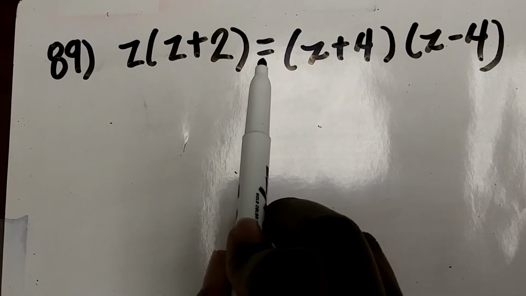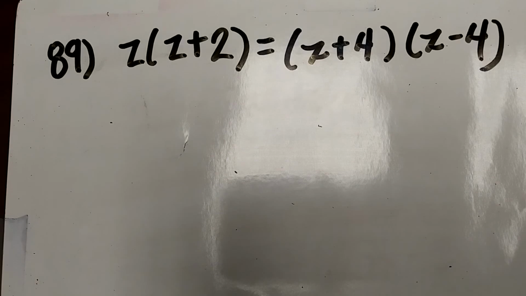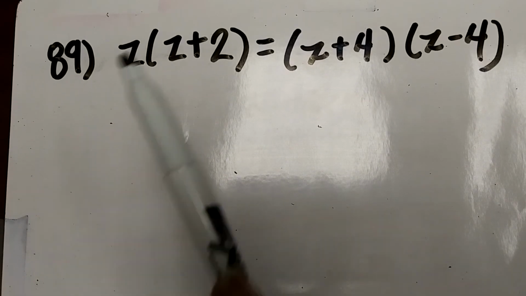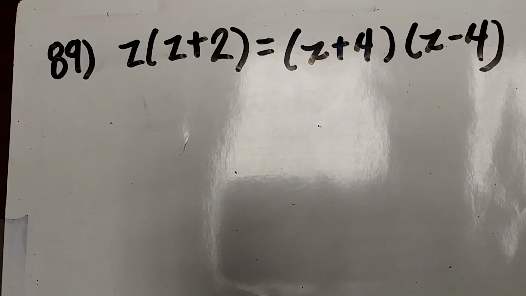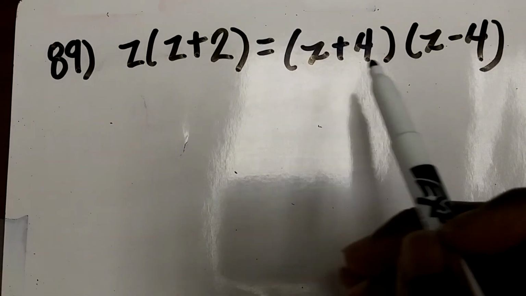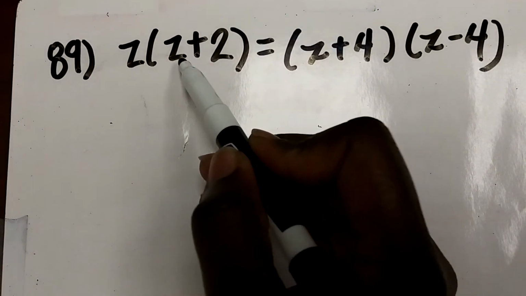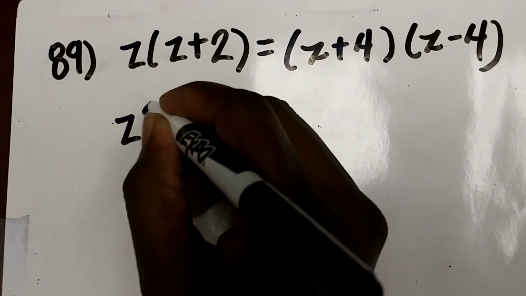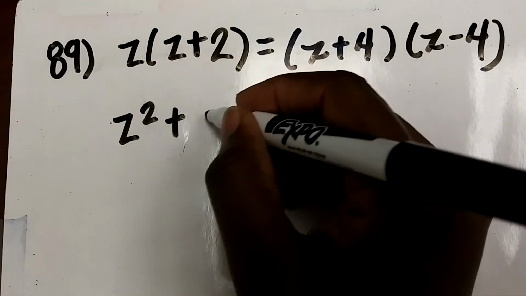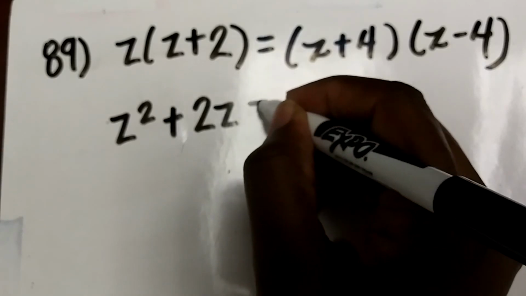I see my equal sign, so it's an equation. My goal is to get the z by itself. I see z a lot of times, and I only want to see one z at the end. We're going to go ahead and distribute and apply the FOIL method. z times z is z squared, plus 2 times z, 2z, equal.